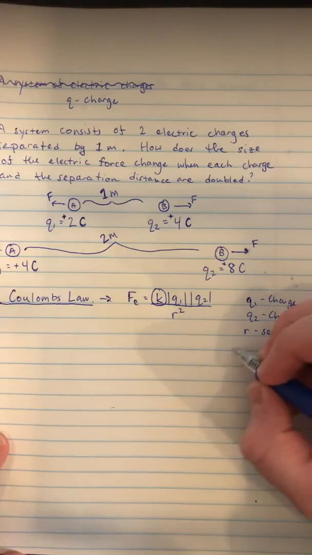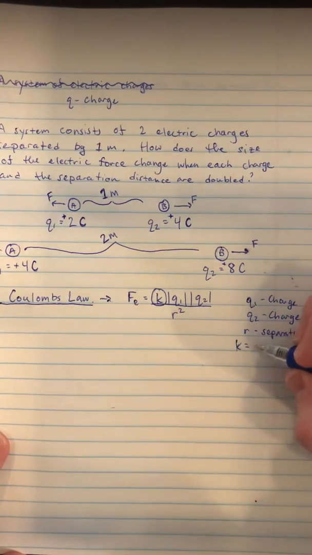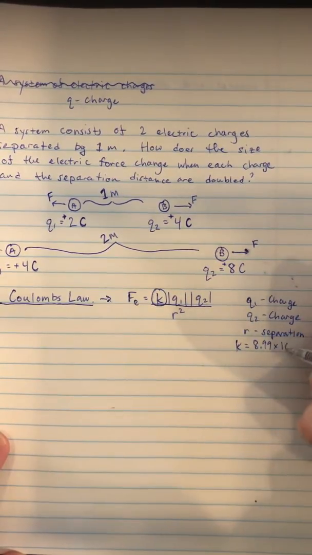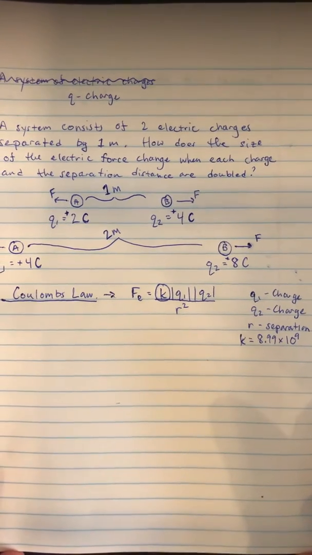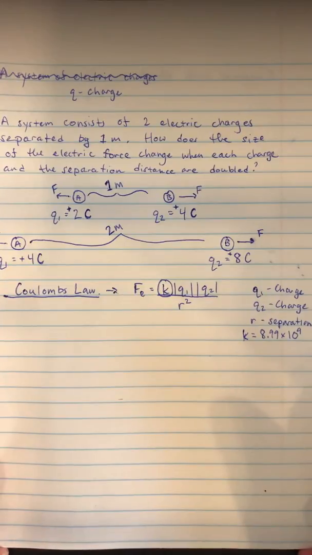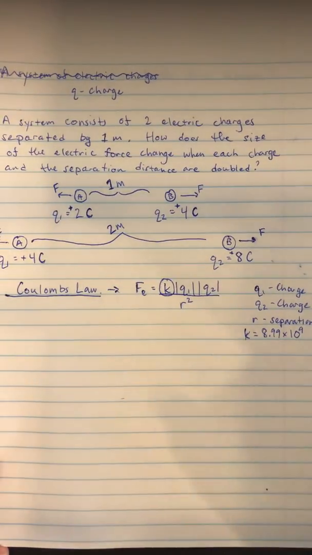K is a very specific number. It always has the same number. It is 8.99 times 10 to the 9th. It's always the same number. It's a constant. It helps us figure out electric force and things that have to do with electricity.